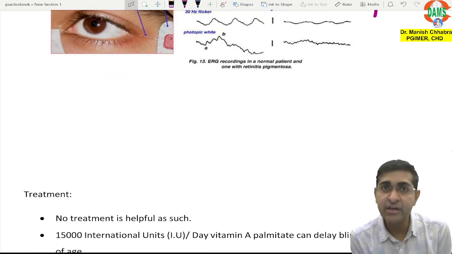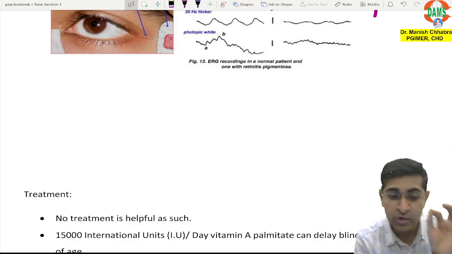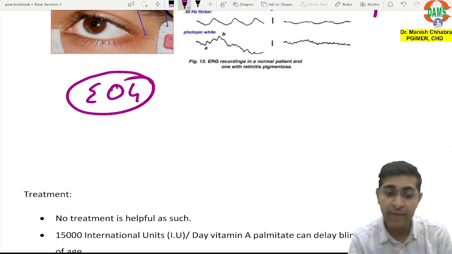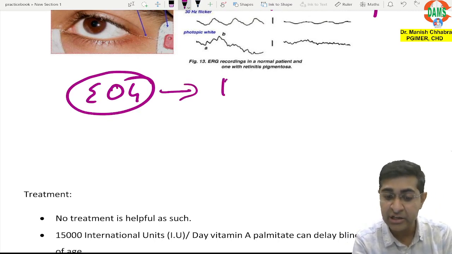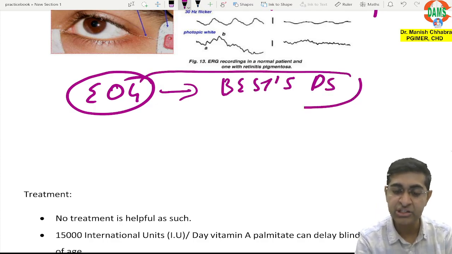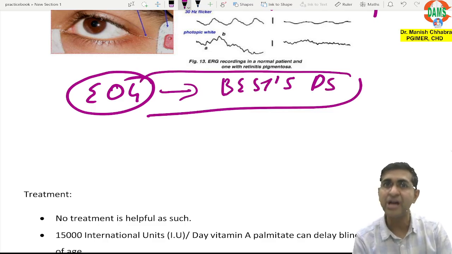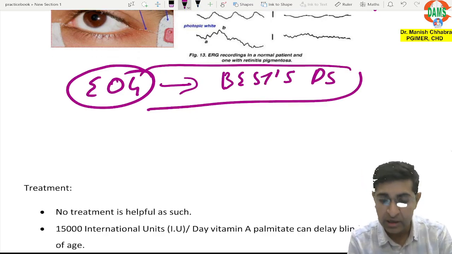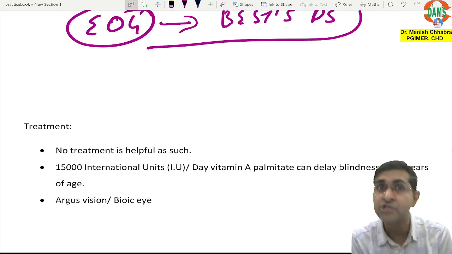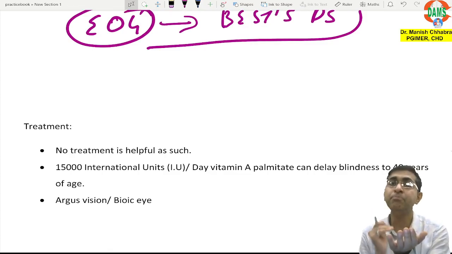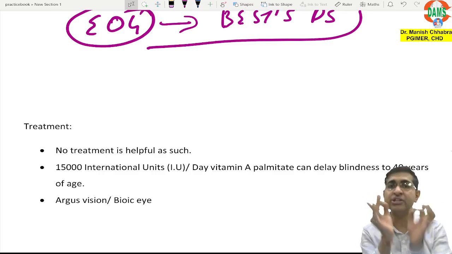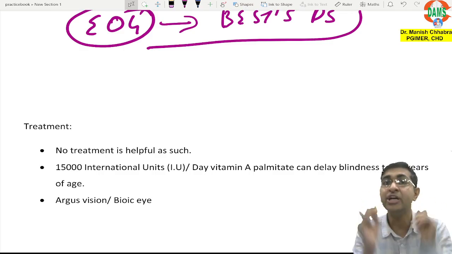Now after having discussed this, don't confuse your electroretinogram with the electrooculogram. Electrooculogram is the investigation of choice in Best disease, but for retinitis pigmentosa it is electroretinogram. Now, what will be the treatment? Actually there is not much treatment, but it is believed that you can postpone blindness to 40 years of age if you give 15,000 international units of vitamin A palmitate daily.